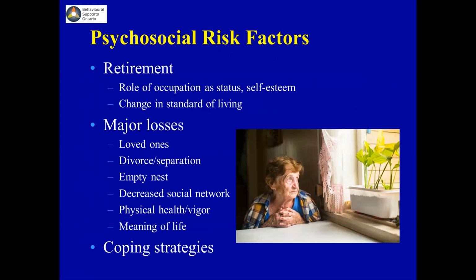There's other major losses as well that can occur, like loss of loved ones, divorce or separation, empty nest, decreased social network as their peers are moving away or passing away, change in their physical health and vigor, and also a change in meaning of life. And so with all of these challenging changes that can occur in older age, they have to have some robust coping strategies. And if they don't have those robust coping strategies, alcohol can be something that can be used to meet the need in the short term, but obviously not helpful in the long term.